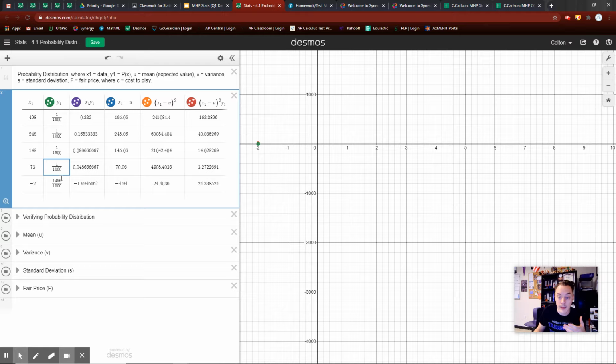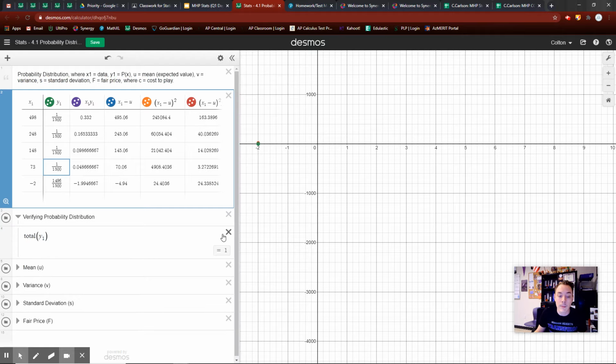That's my probability. Now notice that it's not a decimal, it's a fraction, but that's okay. Still probability. Now, is this a probability distribution? I can click on this and it says yes, it is, because what it does is it adds all of it together. And then since it is 1, that means we constructed it correctly.